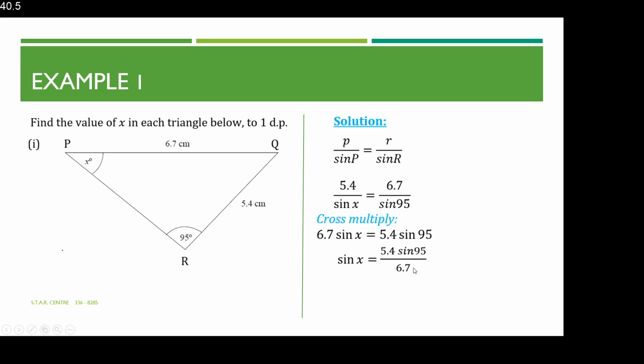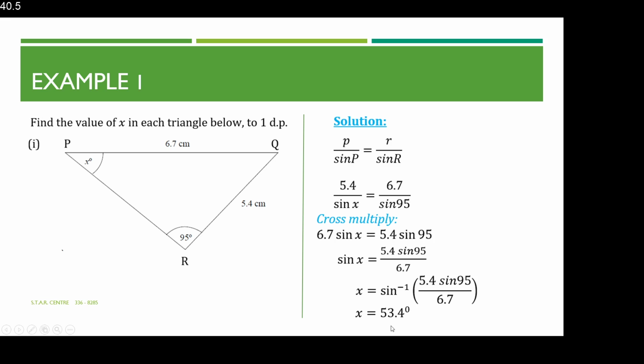I have chosen to leave it in this form, as when we work it out, rounding off too much can affect the accuracy of our answer. So I'm leaving it in this form, and to find x we'll have to take the inverse. So x is equal to sine inverse of this. Putting it all into the calculator using brackets as well will give us x is equal to 53.4 degrees.